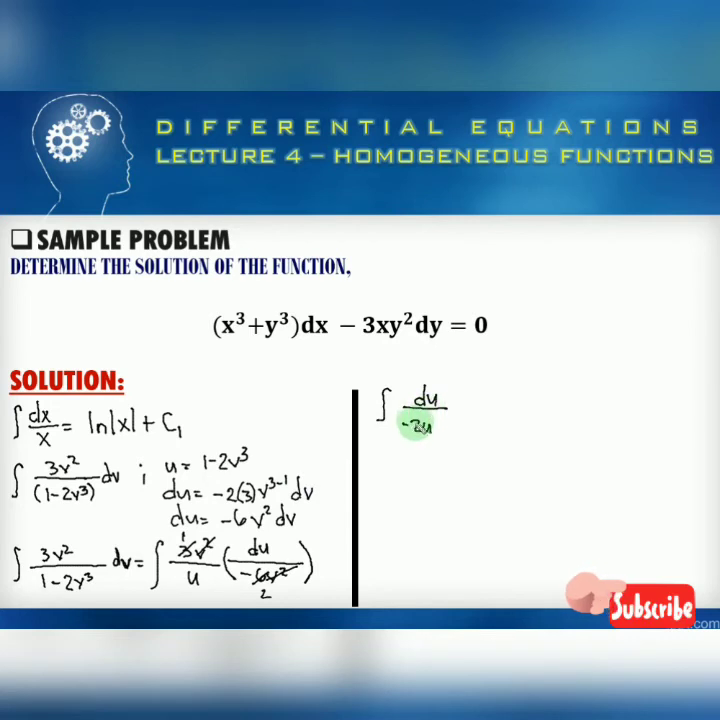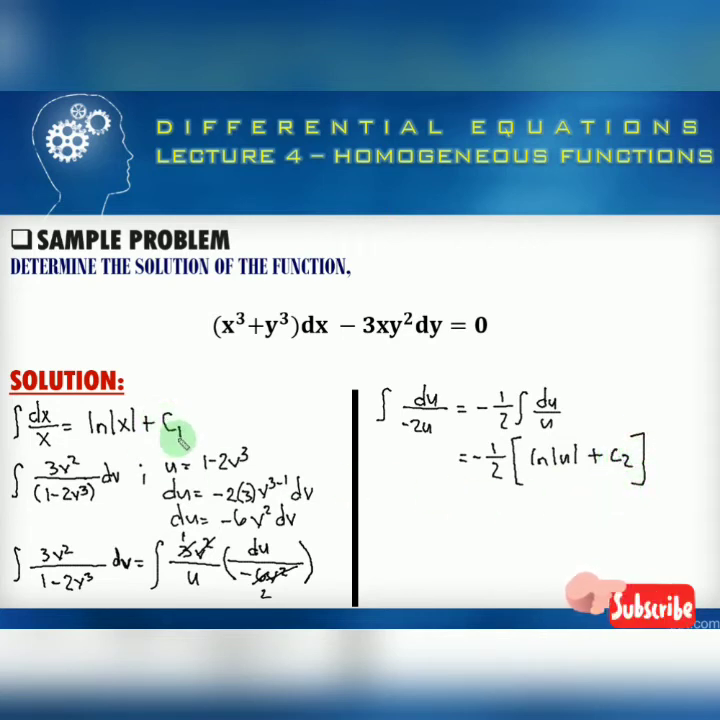Then maybe this one we will extract this constant here, in which this would be equal now to negative 1/2 times the integral of du over u. After this one, this would be equal then to negative 1/2 times the quantity, the integral of du over u, which is just ln of this u plus a constant, so we will assign c2 here, because we already have this c1 here.